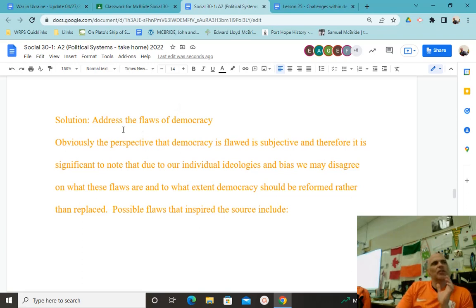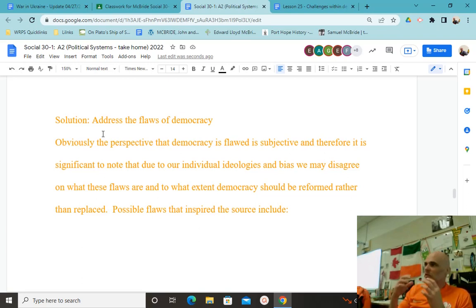So then the heart of the matter is the solution. We must address the flaws of democracy. Obviously the perspective that democracy is flawed is subjective. And therefore it is significant to note that due to our individual ideologies, our bias, our experiences, our worldviews, our values, our relationship to each other, our relationship to our land, our religion, maybe our occupation, our education, we may disagree on what these flaws are and to what extent they should be reformed, or whether we need to replace the system entirely.